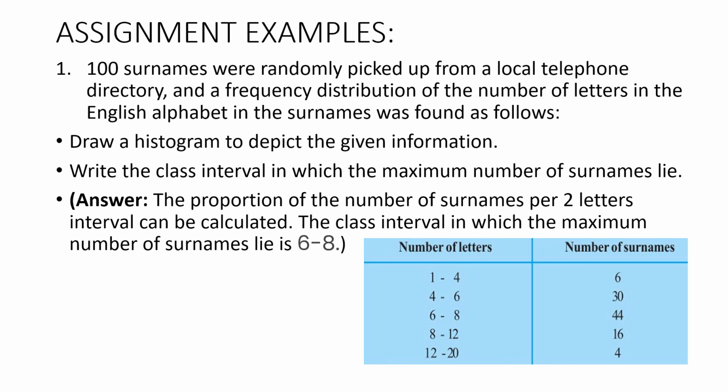Obviously from the data it is clear, it is 6 to 8, and also from the histogram you will get it. Now remember over here, when you are drawing the histogram, all the classes don't have the same class length or width. So the proportion of the number of surnames per 2 letters interval will be calculated. Why? Because over here the minimum class length or width is 2.